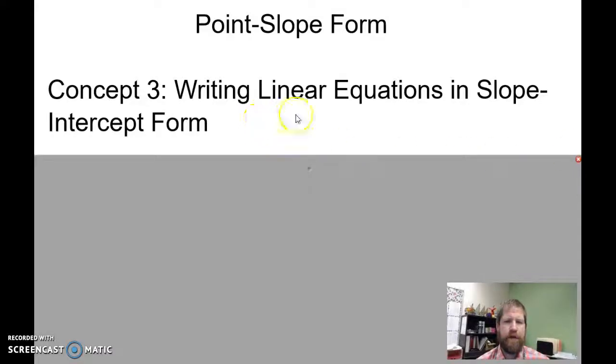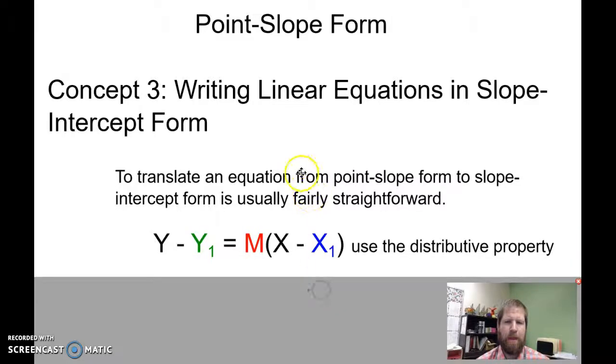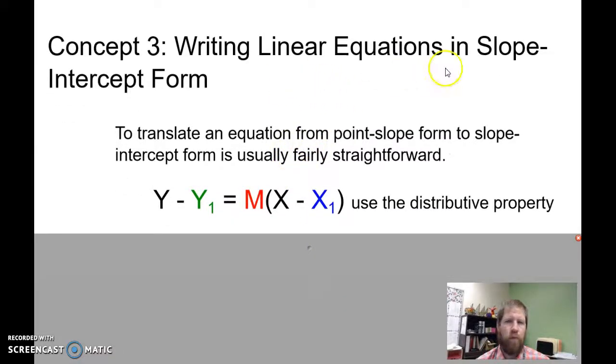Concept 3, writing linear equations in slope-intercept form. So we are back to slope-intercept form. As I told you in the last video, this is the most important form. It's the easiest one to use.